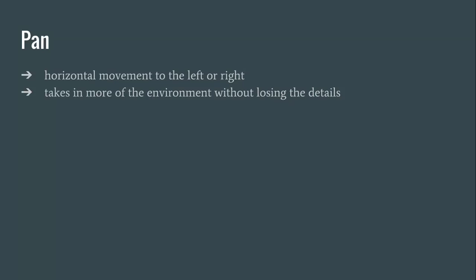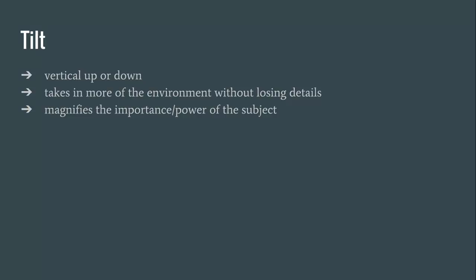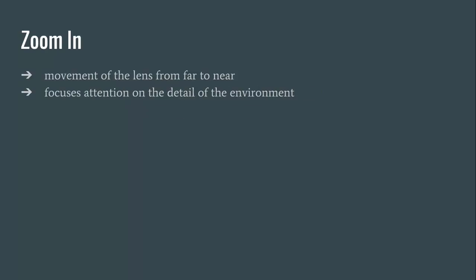Okay, next we're going to talk about different types of movement. So pan is a horizontal movement from left to right. So if the camera is panning, then it's moving horizontally. It takes in more of the environment without losing the details. Tilt is a vertical up and down. So pan is left to right, tilt is up and down. It takes in more of the environment without losing details. It magnifies the importance or power of the subject.